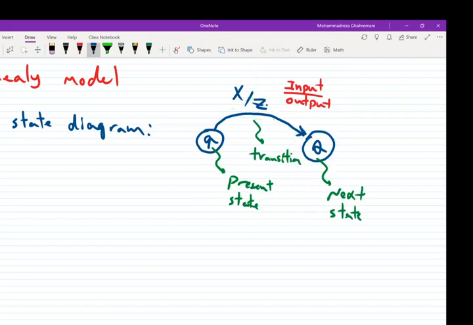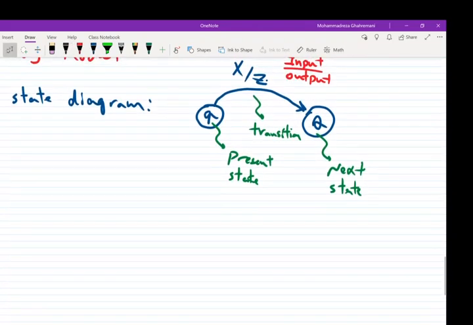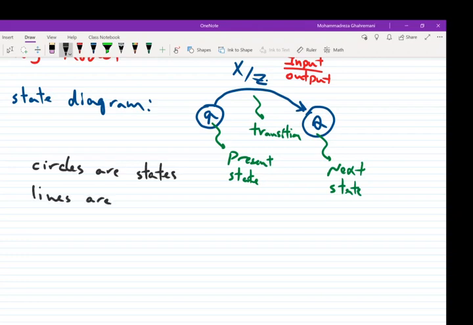So let me just have some notes here. We can say circles are states, of course. Lines are state transitions.